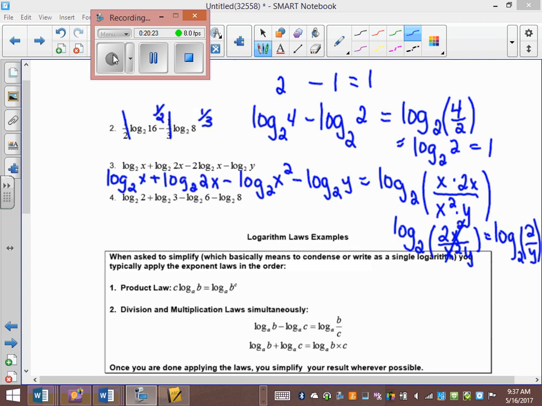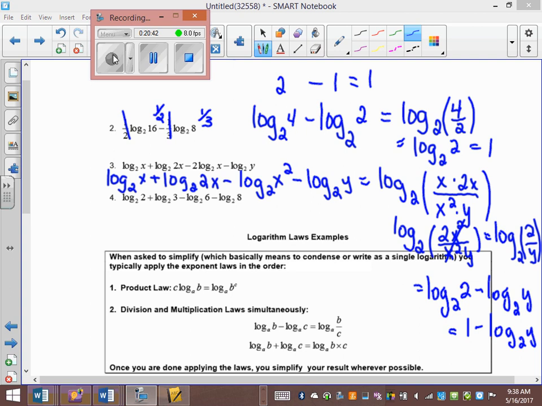So this I could separate as log base 2 of 2 minus log base 2 of y, and log base 2 of 2 is 1, so it's 1 minus log base 2 of y. And that's the answer on the diploma. This is a good answer. I like it. It's really nice.